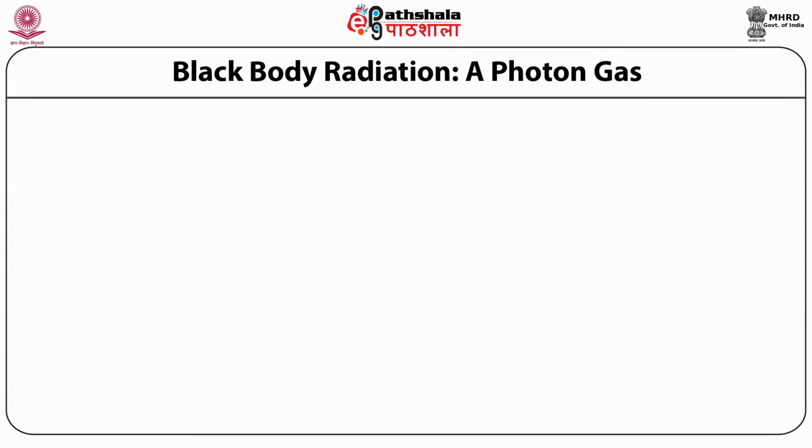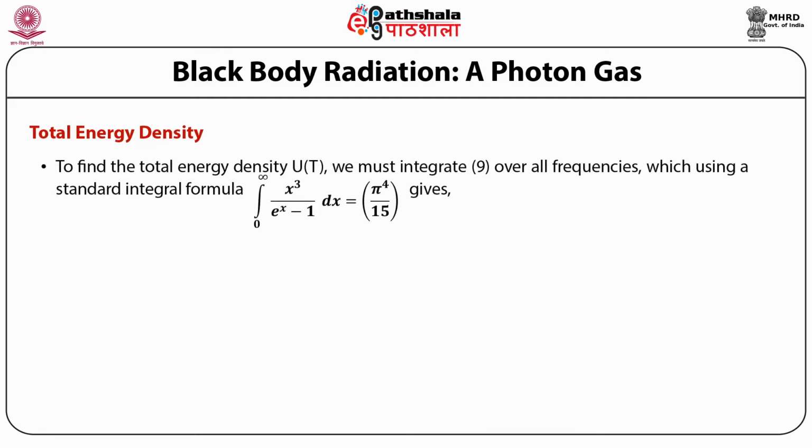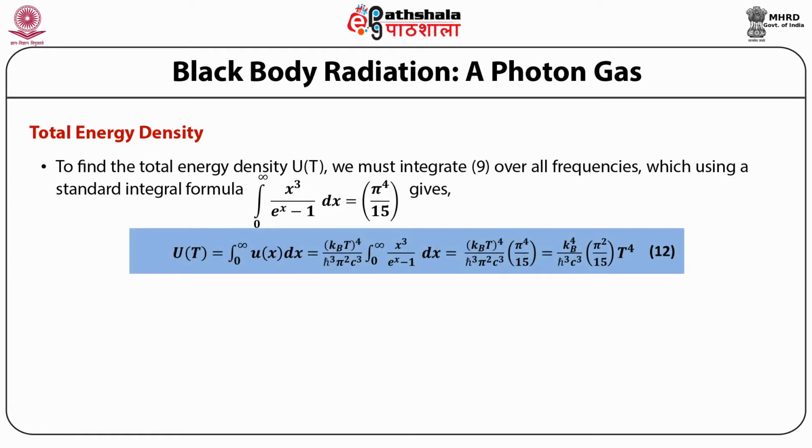Let us now try to calculate the total energy density. To find the total energy density u(T), we must integrate over all frequencies, which, using the standard integral formula, the integral from 0 to infinity of x raised to power 3 over e raised to power x minus 1, dx, is equal to pi raised to power 4 upon 15, gives u(T) equal to the integral from 0 to infinity of u(x) dx.